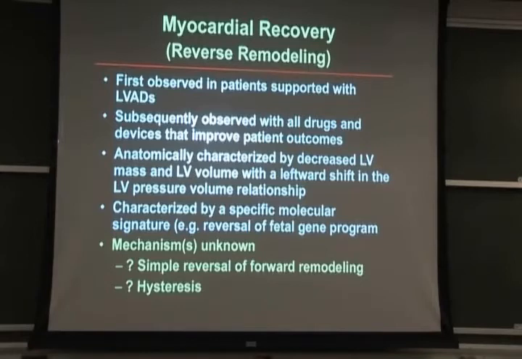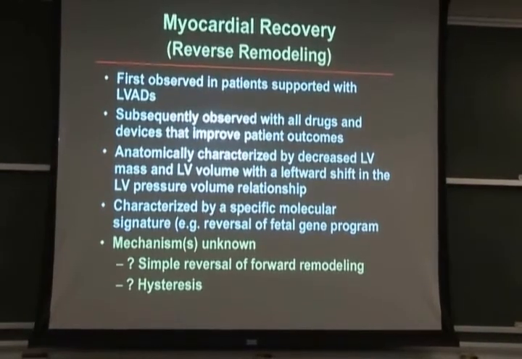I showed you data that if you give certain drugs or devices, the heart actually gets better. This was first observed in patients in whom we implant left ventricular assist devices. If you put these little mini pumps in, the hearts actually get smaller. And in about 2 to 3% of the population, you can actually pull the pumps out and the heart failure gets all better. It was subsequently observed with all drugs and devices that improve patient outcomes. I showed you the data for that.